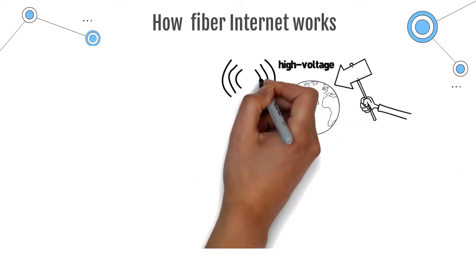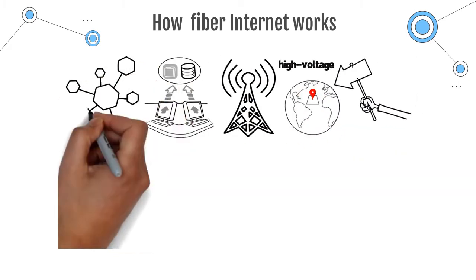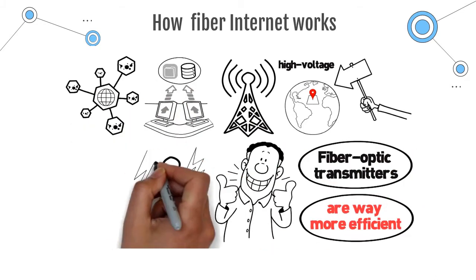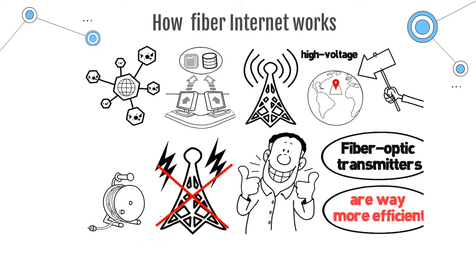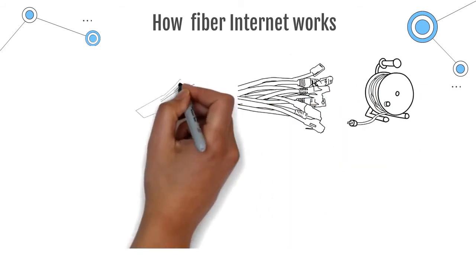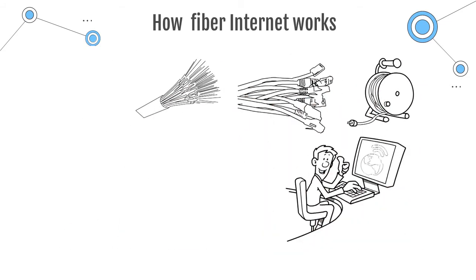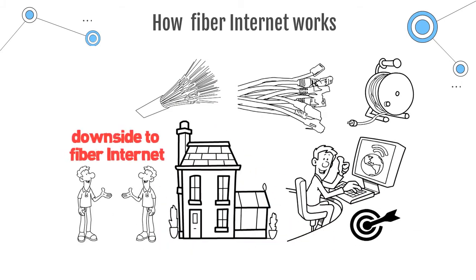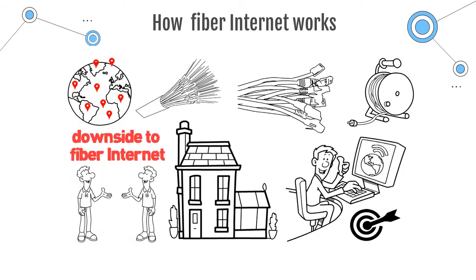It takes a high voltage transmitter to send data over a copper network. Fiber optic transmitters are way more efficient because they don't use electricity. They don't get all heated up like copper wires do. Fiber optics can deliver a dependable, fast internet connection perfect for the connected home. The only downside to fiber internet is that it's not available everywhere. Yet.